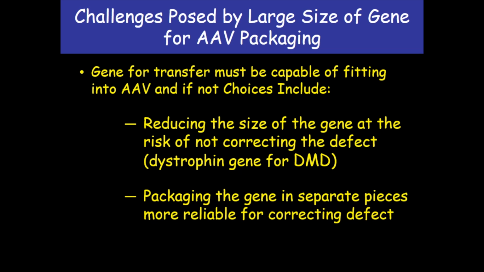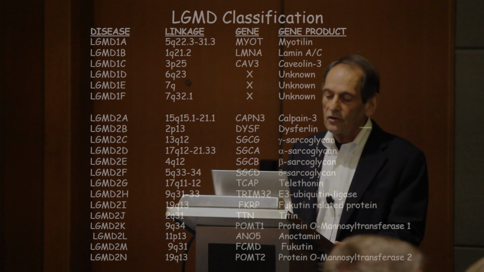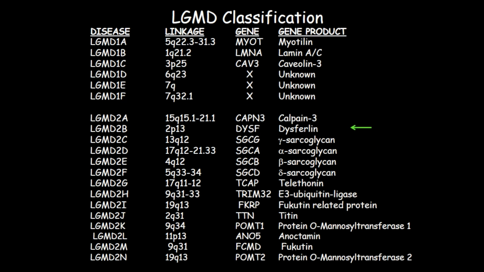The other possibility is packaging the gene in separate pieces that are more reliable for correcting the defect. And why are they more reliable? Because we developed a system, and this was done in our lab. Louise Rodino-Klapac led the effort, and she's doing a great job. And I'll just show you. Here's the dysferlin gene that we're hoping to correct. Just bring it back a little bit home here.